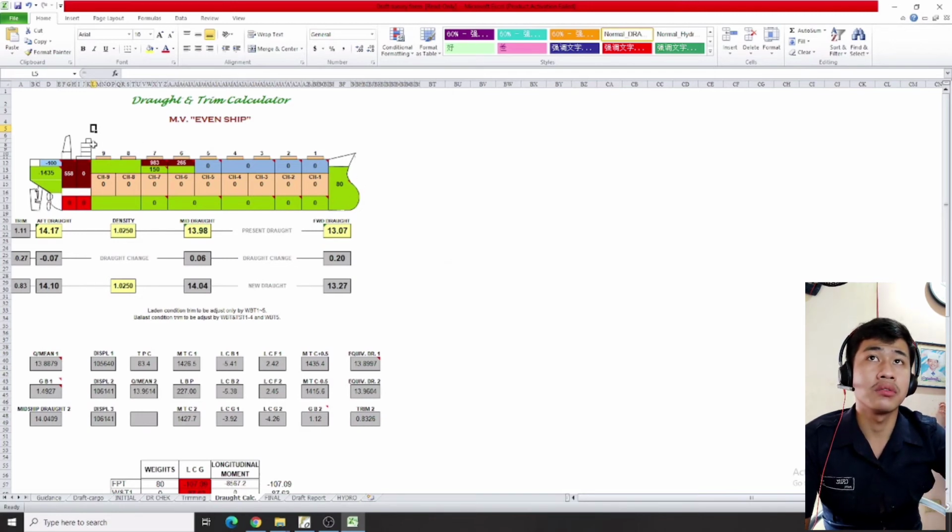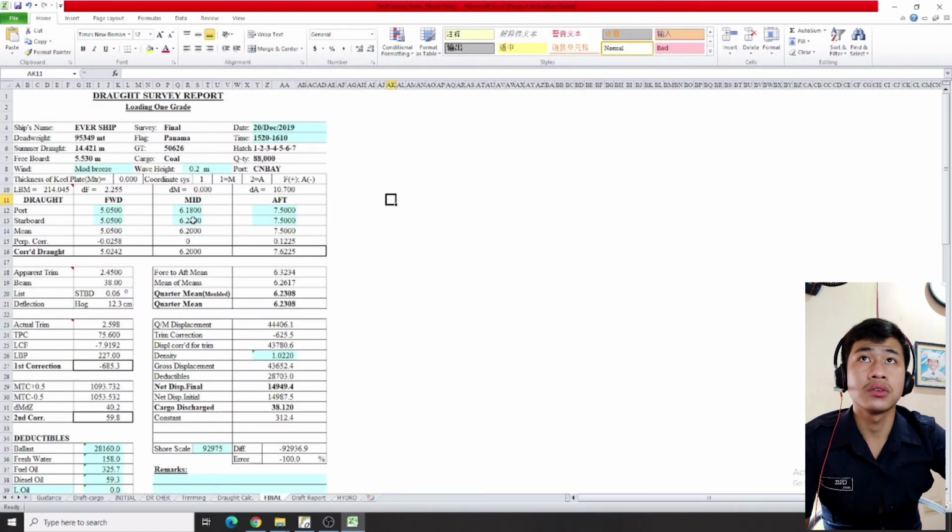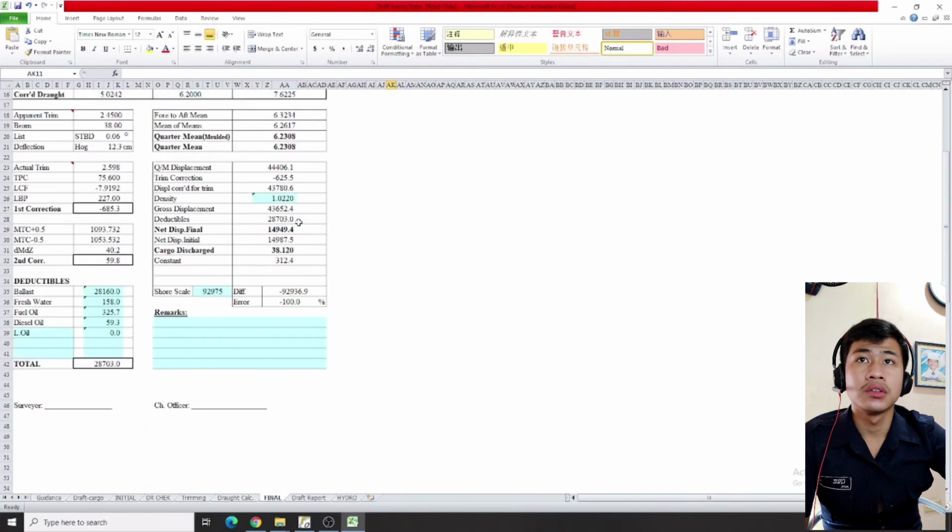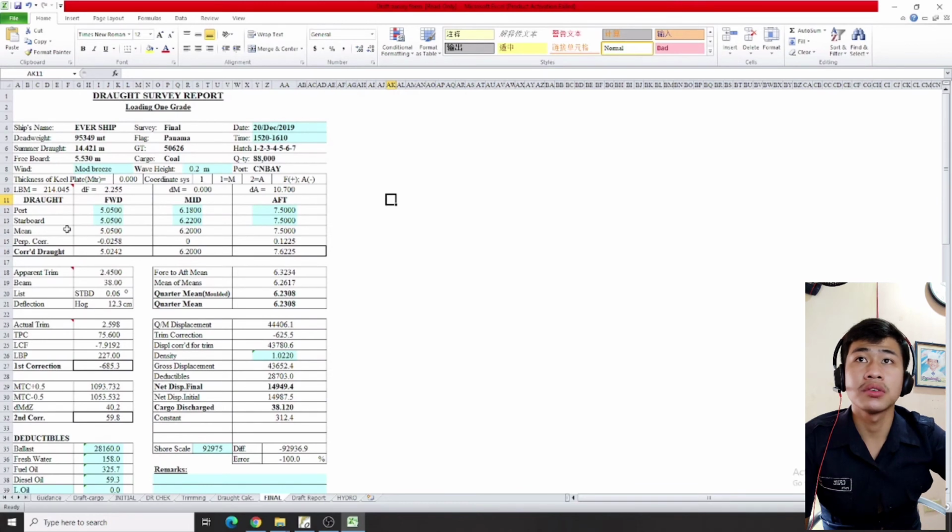So that's the disadvantage of bulk carrier ships over other vessels. So yes, this is another draft survey report. You can see the information: apparent trim, beam, list, deflection, TPC, second correction, trim correction, displacement correction for trim density, gross displacement, deductibles, net displacement final.